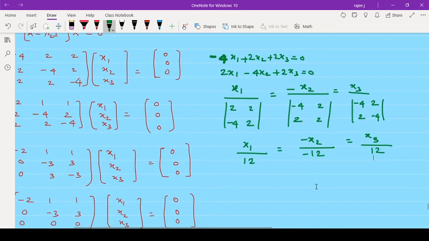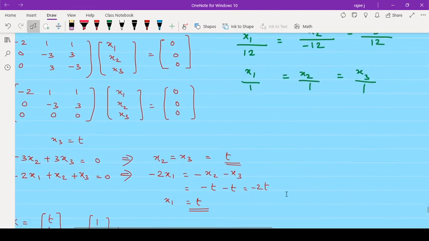Okay, so this is x1 divided by, now dividing throughout by 12, x1 by 1, x2 by 1, x3 by 1, or the required vector x1, x2, x3 is 1, 1 and 1. In this way you will get that answer. Okay, it can be done in this way also.